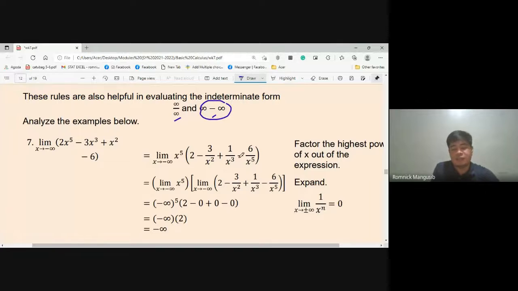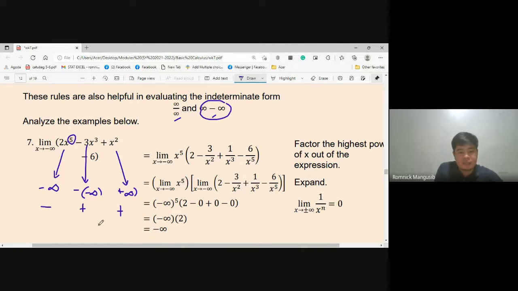Ito yung ginawa natin kanina, infinity minus infinity. So katulad dito, number 7. By inspection, makikita mo dito that this becomes negative infinity because this is even, this is odd. Ito naman, negative times negative infinity becomes positive infinity. This is positive infinity. So ano nangyari? Plus, plus, minus. So plus, minus. So ito ay indeterminate. Di ba?